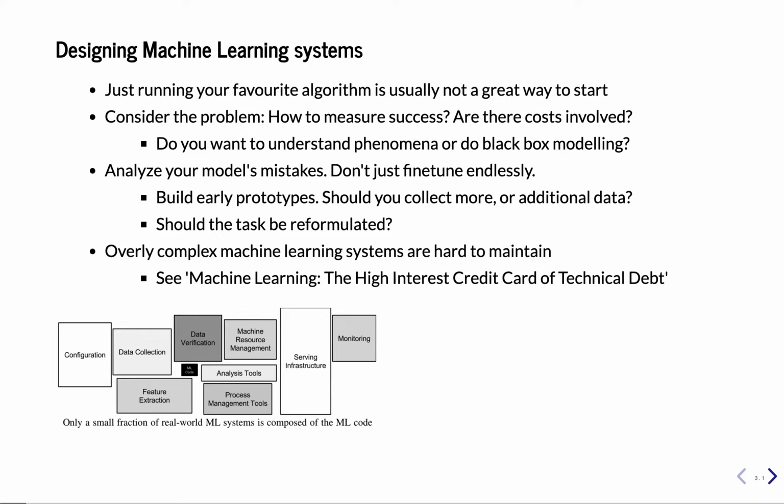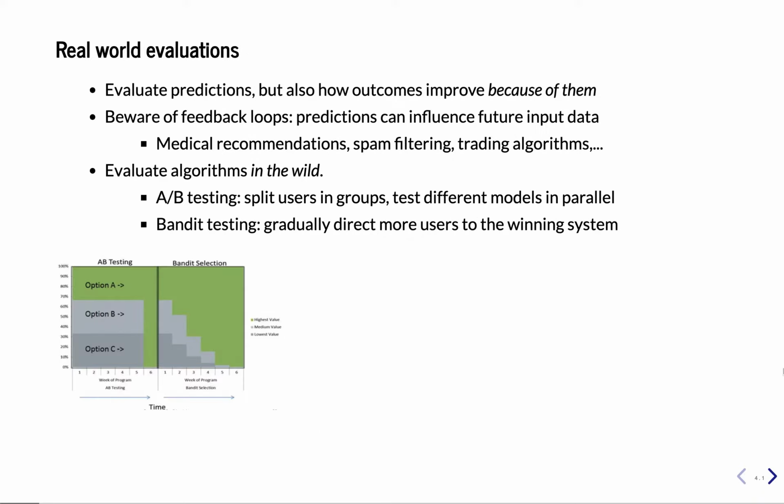This is, for instance, an image from a paper from people at Google, where they showed that machine learning code is actually only a very small part in real-world systems. So don't focus too much on the model itself. Also think about what's around it.